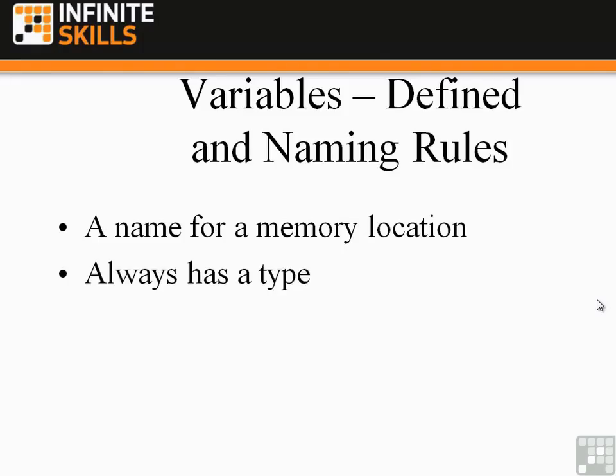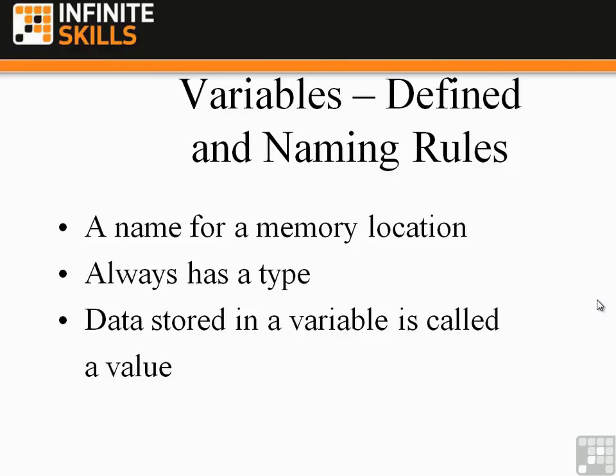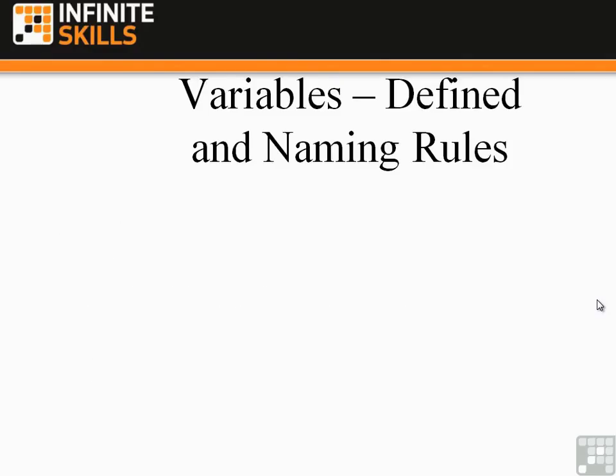A variable always has a type. When we create a variable, we always associate a type with it to tell the compiler what type of data can be stored in that variable. So that's another rule about variables. When we store data in a variable, we call that a value. That's not a technical term, but I'll talk constantly about a variable's value. And when I'm saying that, I'm talking about the piece of data that is stored in that variable.